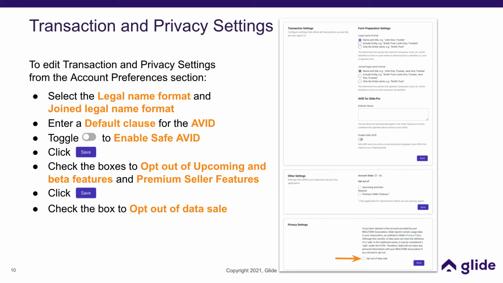Lastly, under Privacy Settings, you can check the box next to Opt Out of Data Sale. Glide does not sell your data to any third party. However, Glide does report certain usage data to your individual association, as outlined in Glide's privacy policy. If you would not like any of the information sent from Glide to your association, then check the box below and click Save.